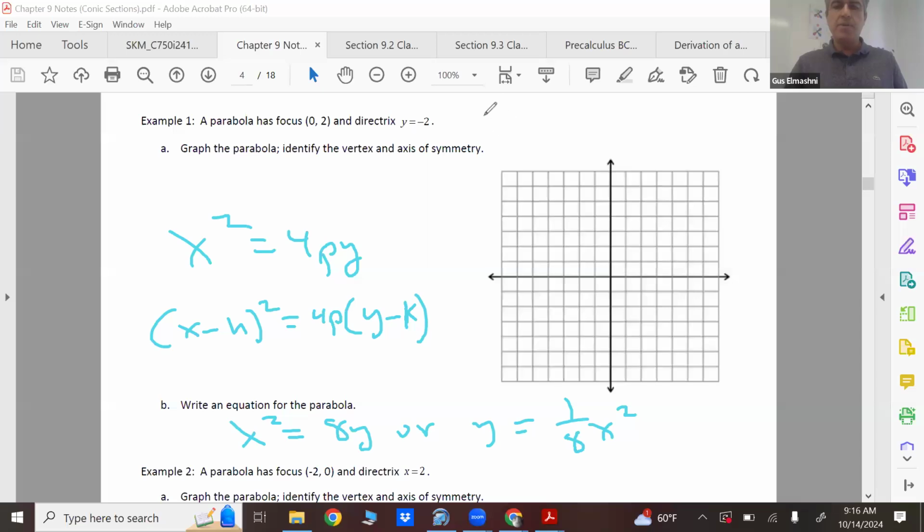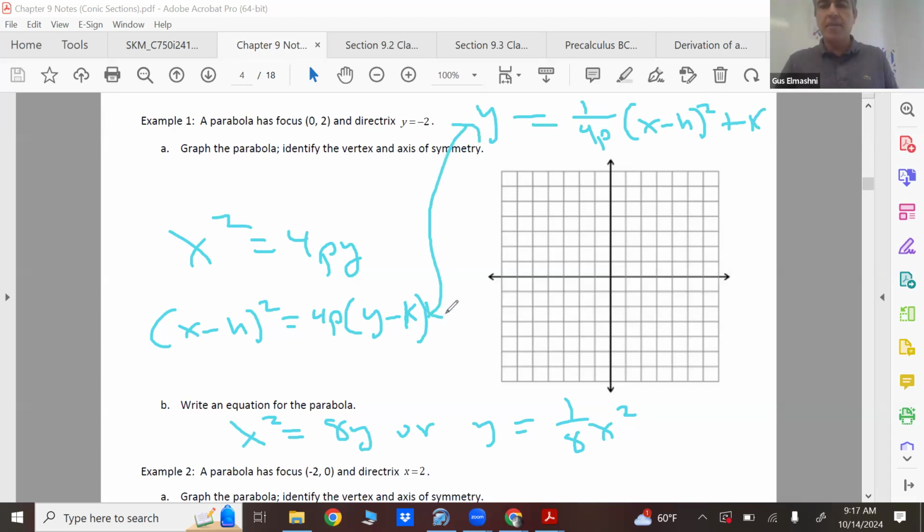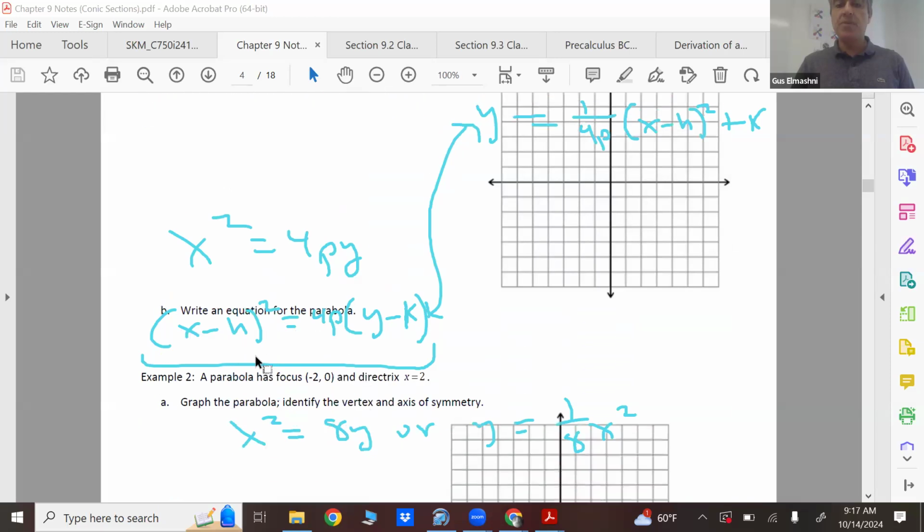You might see some textbooks say y equals 1/(4p)(x minus h) squared. If you look online, you might see that also. That's just basically a manipulation of this. They're the same thing. I prefer to write it this way because I'm going to do that for all the other shapes we'll do in this unit, for ellipses and hyperbolas. Okay, questions? All right, let's keep moving.